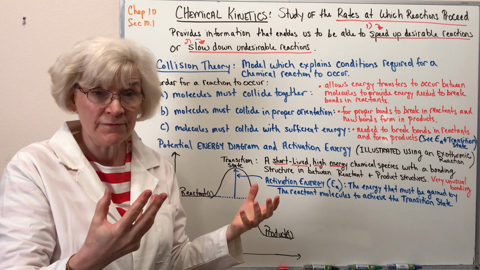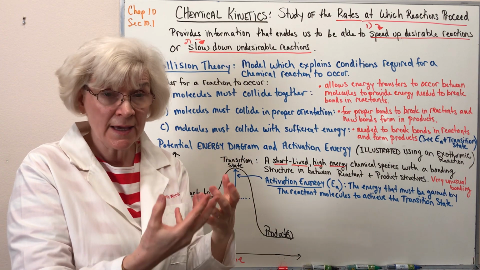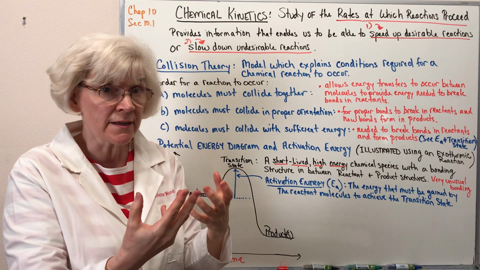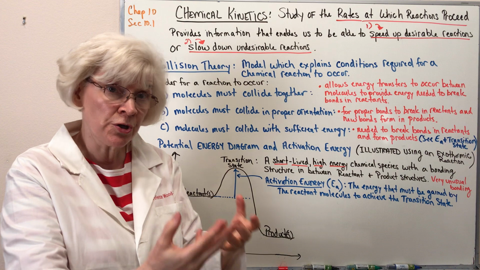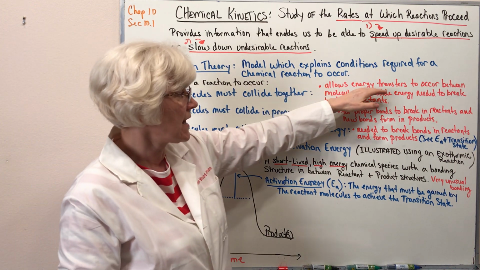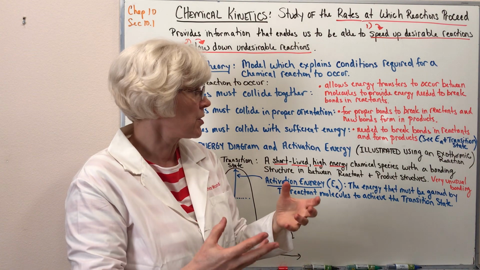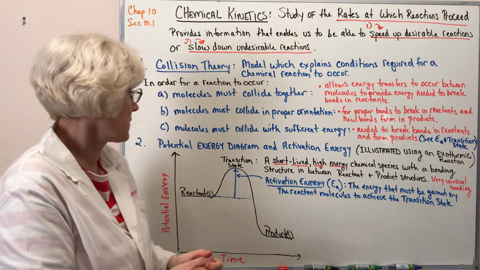They first of all have to break the bonds that are holding the atoms that make up the reactant molecules together so that those atoms can rearrange and form new bonds in the products. So colliding together allows energy transfers to occur because in order to break a bond, energy has to be supplied.